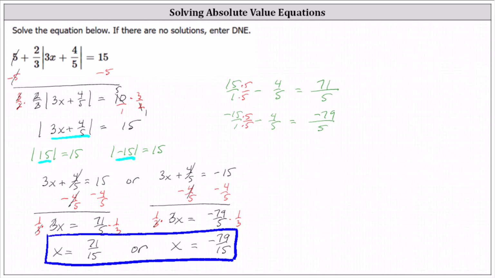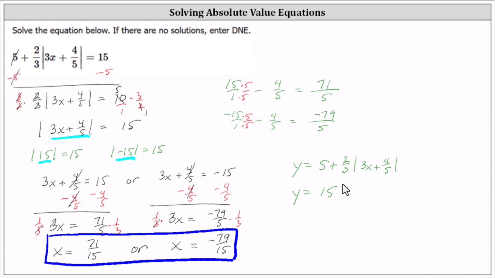Before we go, let's verify these solutions are correct. One way to do this would be to perform substitution with both of these x values back into the original equation to make sure they actually satisfy the equation. The other method is to check the solution graphically by graphing y equals the left side of the equation, which is 5 plus 2/3 times the absolute value of the quantity 3x plus 4/5. And then also graph y equals the right side of the equation, or y equals 15, and then look for the x coordinates of the points of intersection.